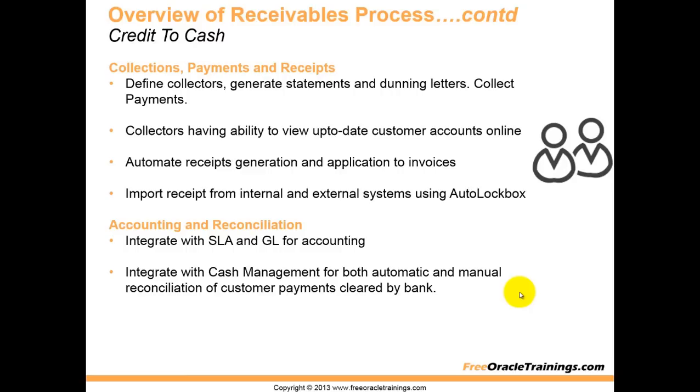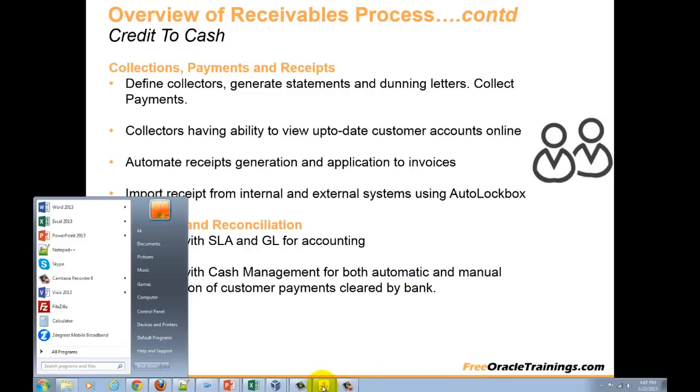So what are those interfaces? The one I described previously was the AutoInvoice interface program for importing invoices from external systems. And the second one is called AutoLockbox. It's basically used for importing the receipts from external systems. So where do you find those programs? How do you run them in Oracle applications?